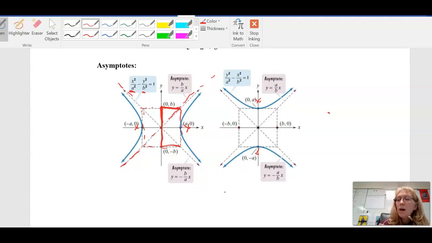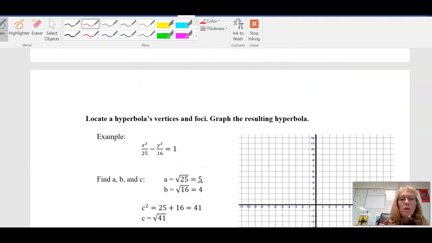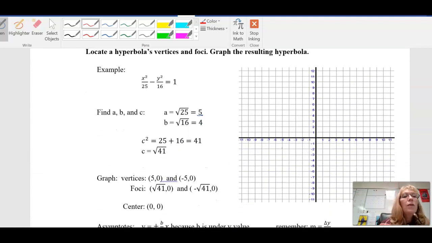So let's do a couple of problems here with numbers. The first thing we look at here is that x squared is positive, so we know it's going to open left to right. Now we have 25 on the x, so the square root of 25 is 5, which is a. That means my vertices are going to be (5, 0) and (-5, 0). So we go to (5, 0), we put our dot, and (-5, 0).